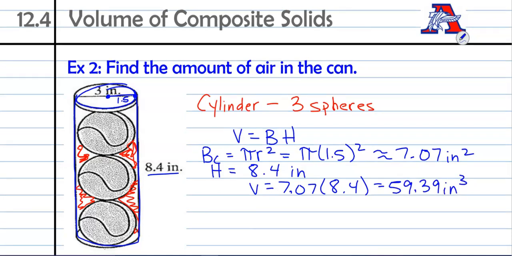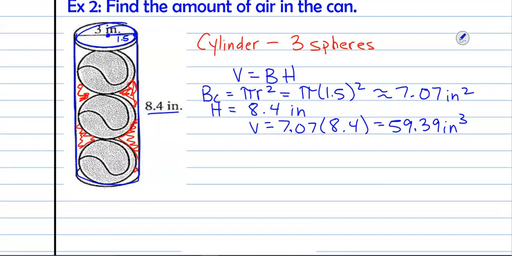We got the cylinder. Now we need to find the volume of some spheres. I'm just going to start with one sphere. I'll do it in green because tennis balls are green. We're going to have the same radius. We're going to say that tennis ball is really tight inside the can, so it still has a radius of 1.5 inches. We have to remember that we have 3 of them, so we'll get to that. Volume of a sphere is 4/3 pi r cubed.